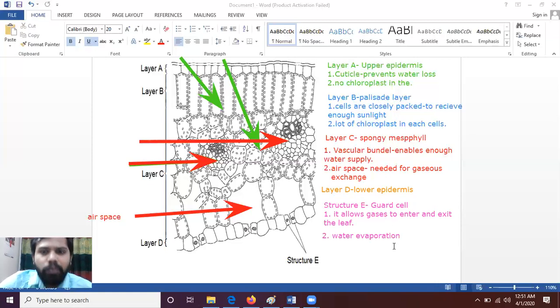We are done with the structures. Hopefully you have understood the basic adaptations of the leaf, basically how the leaves are adapted, how they survive, and how they can perform their functions.